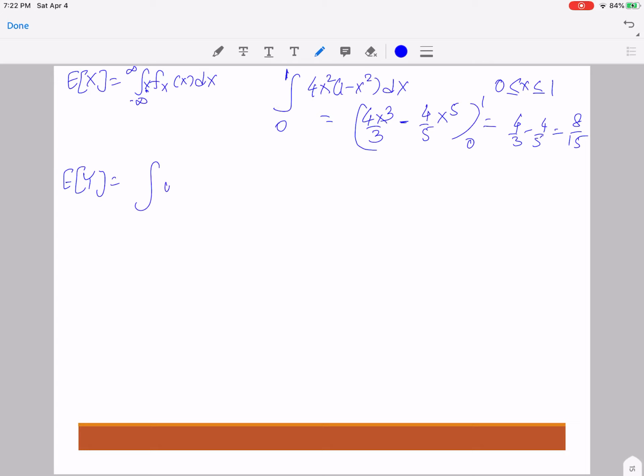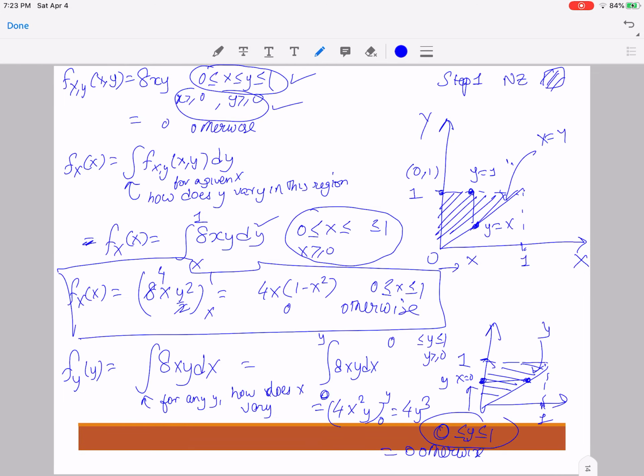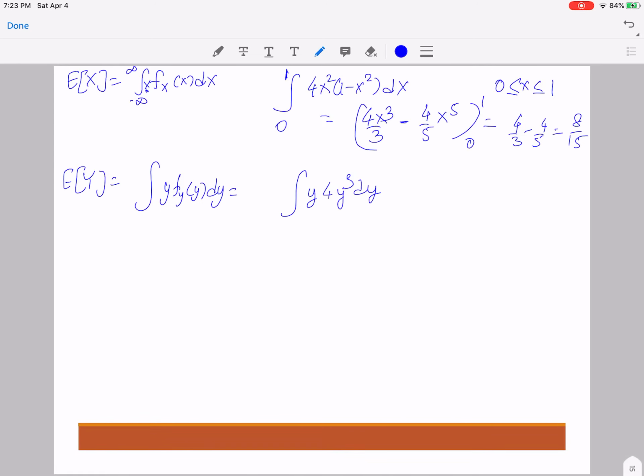Expected value of y is the integral of y times f of y dy. So y times 4y cubed dy. And y in this region varies from 0 to 1, so this PDF is non-zero between 0 and 1. So when I evaluate this integral from 0 to 1, I get 4 over 5. So that's the expected value of y.